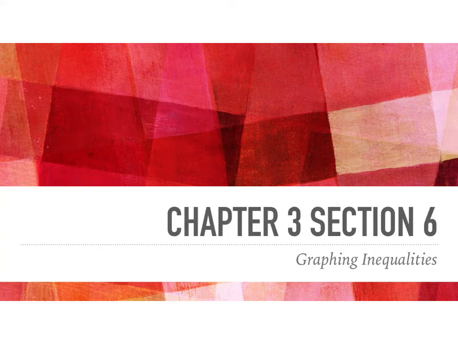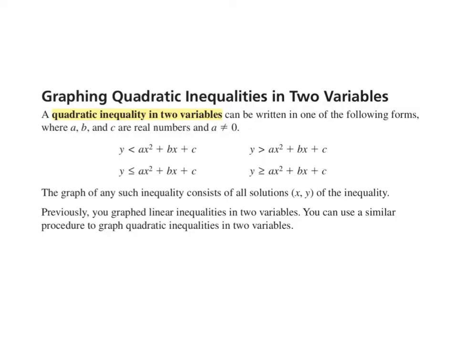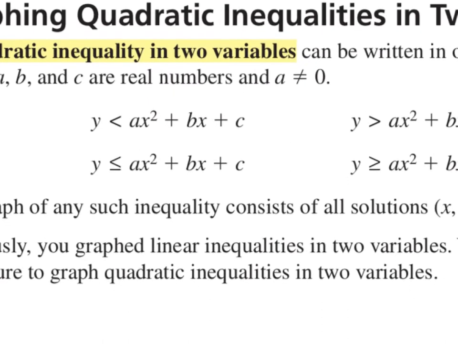All right, in Chapter 3, Section 6, we're going to be graphing inequalities. So a quadratic inequality in two variables can be written in one of the following forms where a, b, and c are real numbers and a does not equal 0. We're still dealing with the same quadratics, so we have an x squared, an x, and then a number, but we could write it with a less than sign.